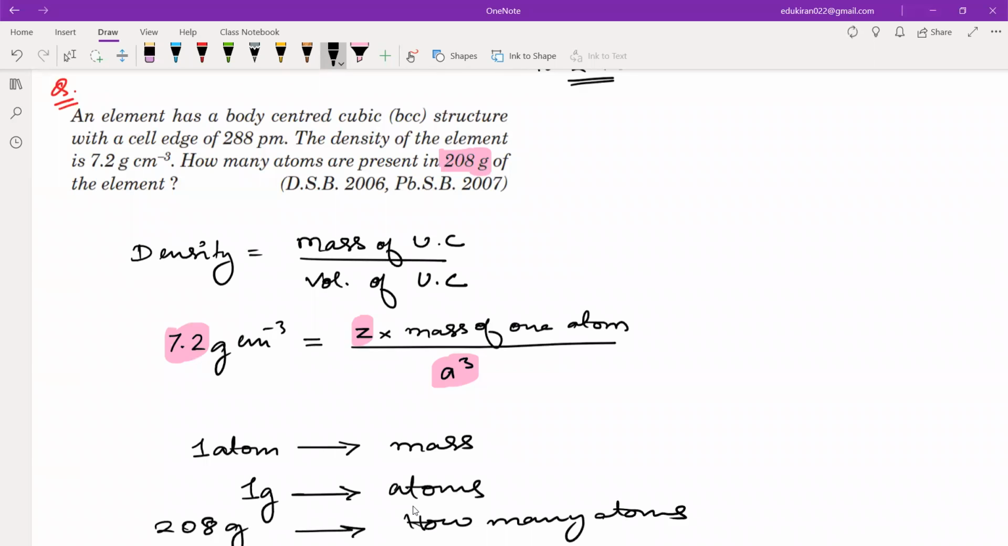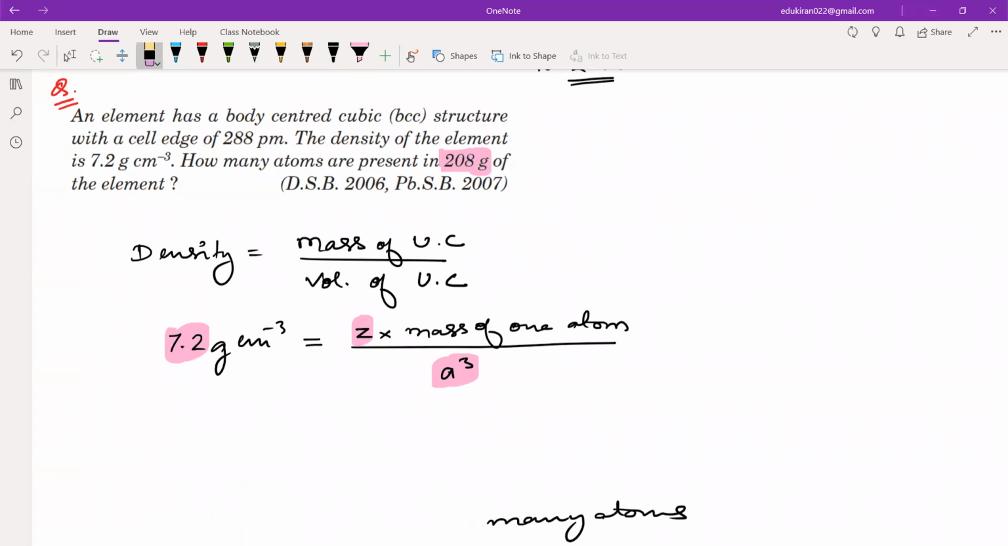So yes or no? First calculate the mass of one atom from this information. Then we will look at it further. After that, it is just the unitary method, but first of all, you need to calculate the mass of one atom.